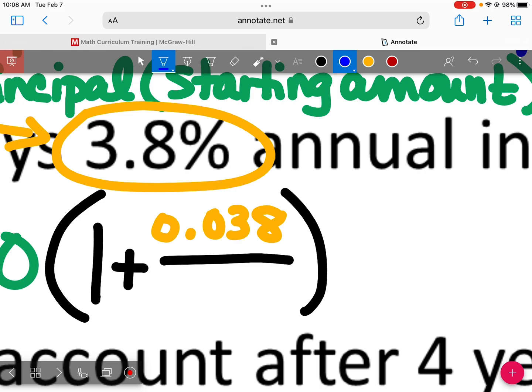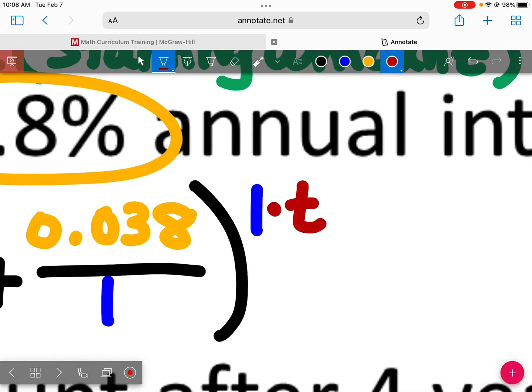What would go on the bottom of my fraction? What'd you say? 100? Well, what does it tell me? How many times in a year are they putting interest in this account? Annually. How many times in a year is annually? Once. One time in a year. So I put a 1 here, and I put a 1 here. Times T. That is my function rule.